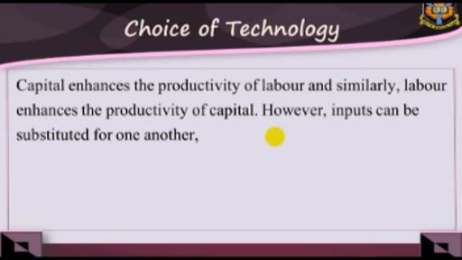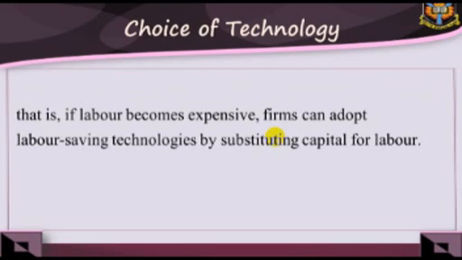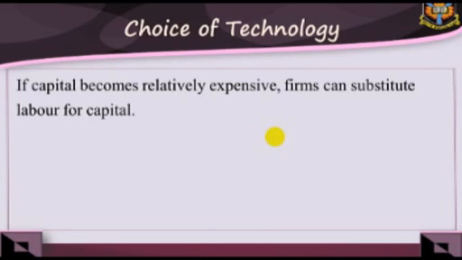Choice of technology. Capital enhances the productivity of labor, and similarly, labor enhances the productivity of capital. However, inputs can be substituted for one another. That is, if labor becomes expensive, firms can adopt labor-saving technologies by substituting capital for labor. If capital becomes relatively expensive, firms can substitute labor for capital.